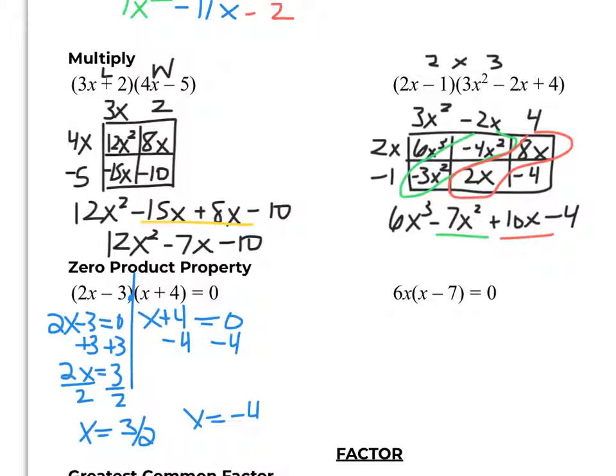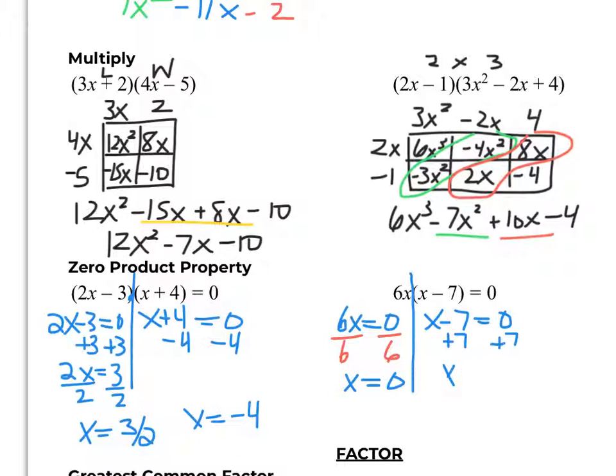The next one, this is where I saw the most mistakes because we need to say 6x equals 0. X minus 7 equals 0. So in the first one, we're going to divide by 6 on both sides and get x equals 0. And then add 7, x equals 7. And a lot of times we put these in squiggly brackets. I didn't do it on the last one, but 0, 7.